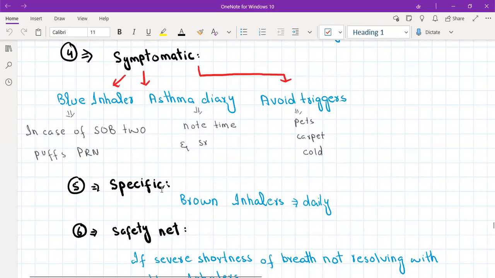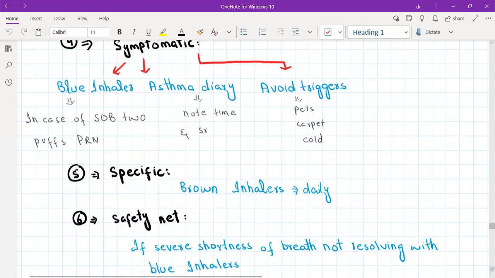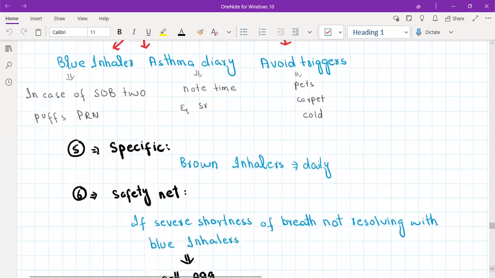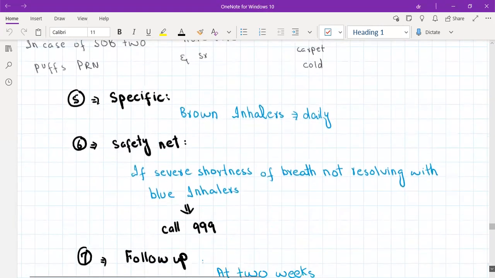So specific treatment here is brown inhalers, which are basically corticosteroid inhalers, and the patient has to use these inhalers daily. Corticosteroids basically reduce the inflammation in the airway. We will tell the patient to please keep this brown inhaler in your washroom. Whenever you take a puff of this inhaler, rinse your mouth after that, because if you don't do it, there is a risk of fungal infection of the mouth. So please remember this point as well. Tell them to keep this in the washroom, so whenever you use this inhaler, you will remember to rinse your mouth as well.